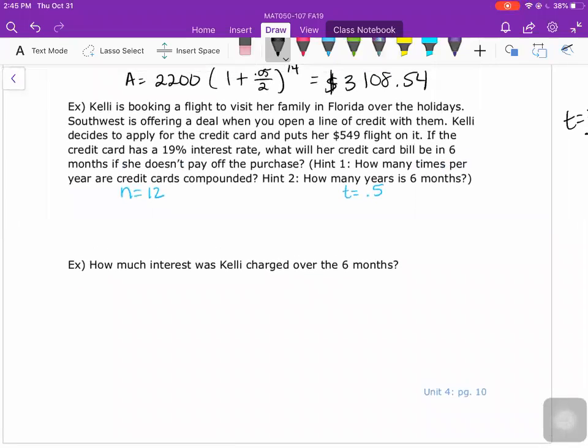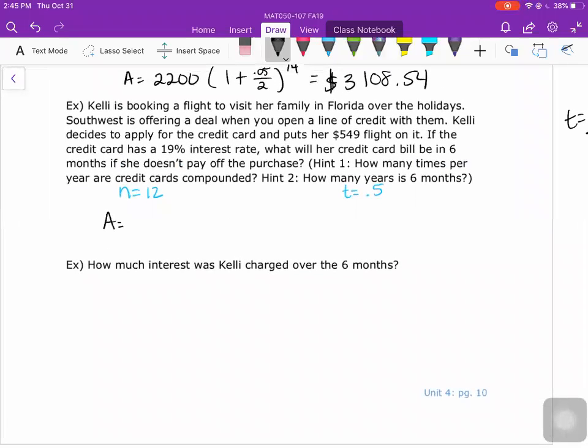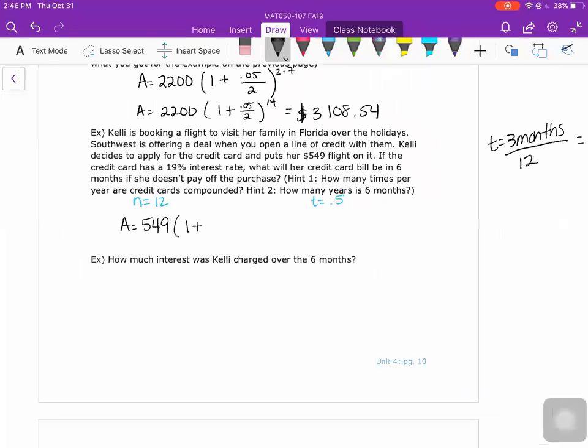Okay. So A, the amount, my credit card bill, is going to be my principal. What's the principal? Yeah, it's the original amount that I borrowed. What's my interest rate? What's the interest rate stated in the problem? It's 19%. That's okay. So 0.19.